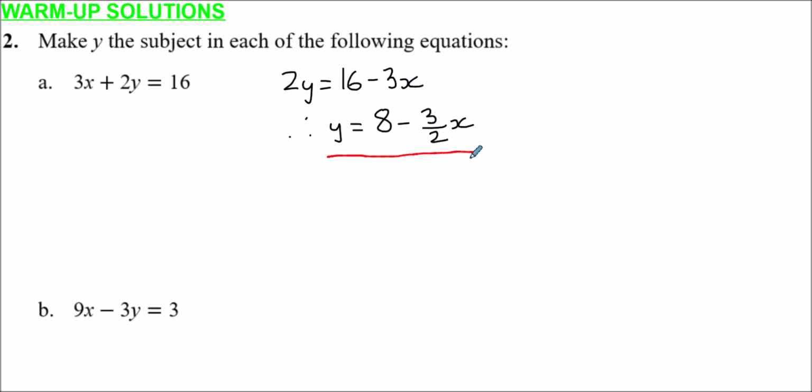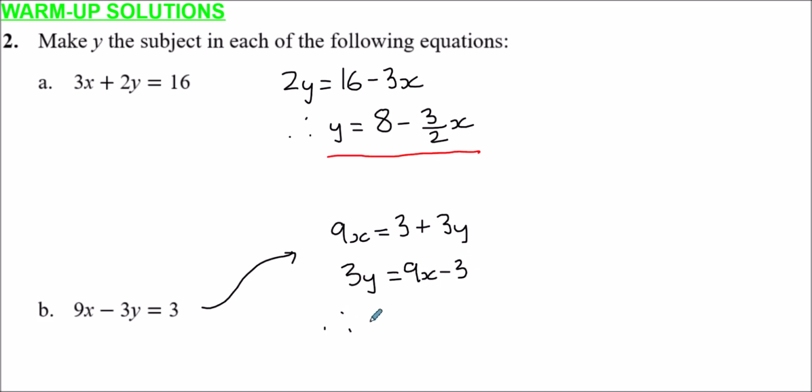So that's the first one done, part A. For part B, if we add 3y to both sides, we get 9x equals 3 plus 3y. But to make y the subject, we need to have y written first. So then we can say 3y equals 9x minus 3. And dividing by 3 on all sides, we get y equals 3x minus 1. And so that's part B sorted out as well.